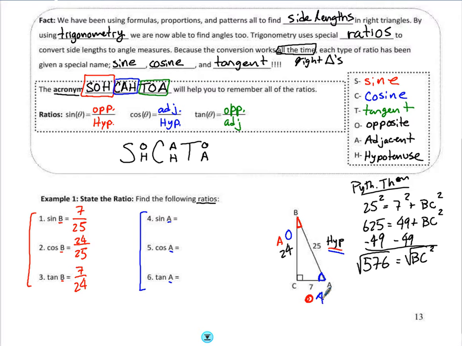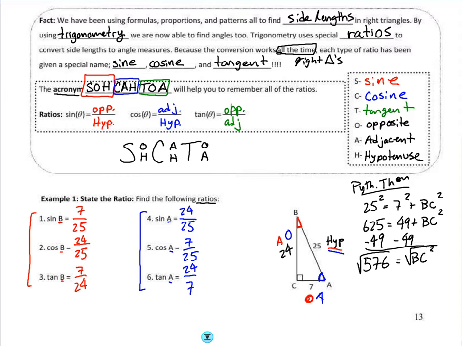So when I'm looking for sine, I'm looking for the opposite over hypotenuse, which would be 24 over 25, which is actually the same thing as the cosine of B. Cosine of A would be adjacent over hypotenuse, so that would be 7 divided by 25, which is also equal to the sine of B. Tangent of A would be opposite over adjacent, so that would be 24 over 7, which is actually the reciprocal of the tangent at angle B. So that's our first example of setting up the ratios. When you're ready, you can go ahead and turn to the next page.